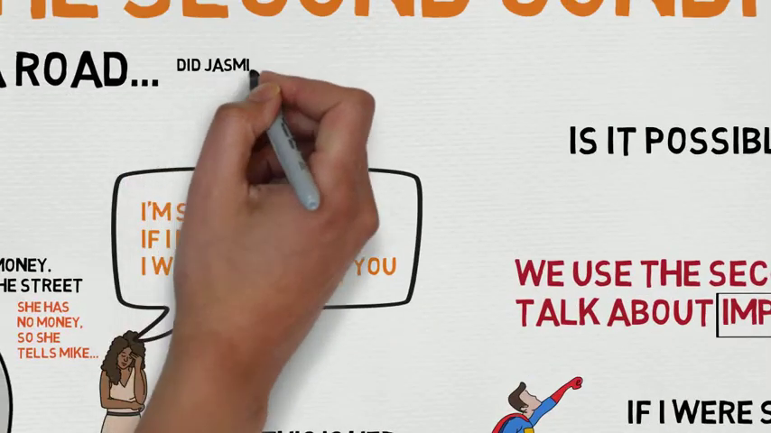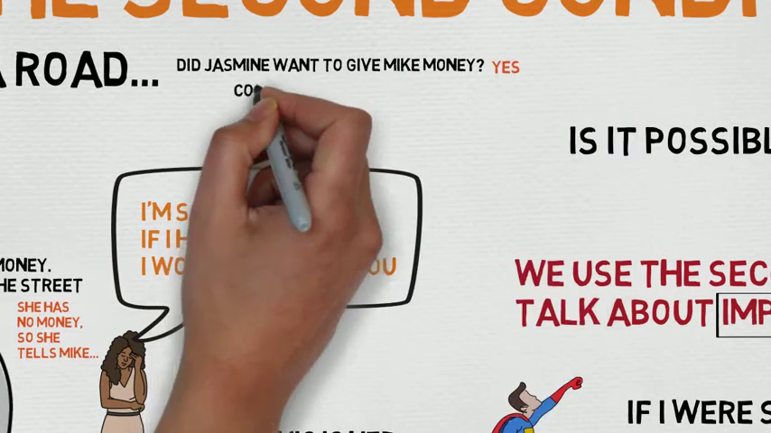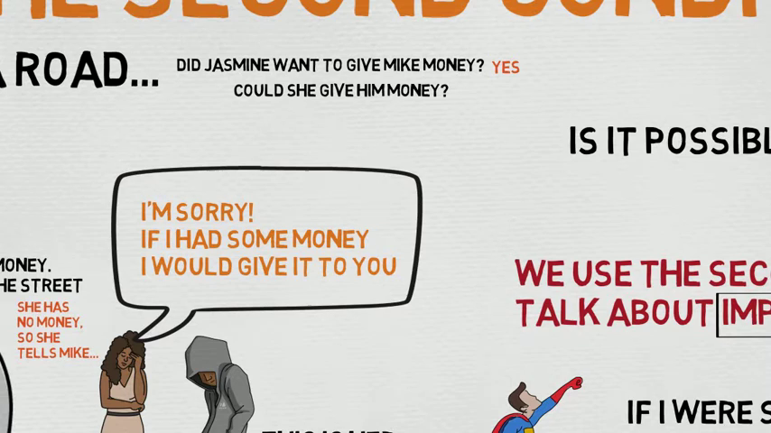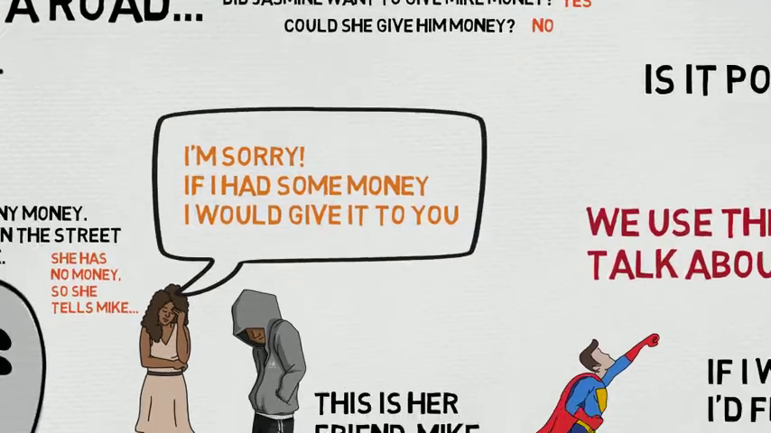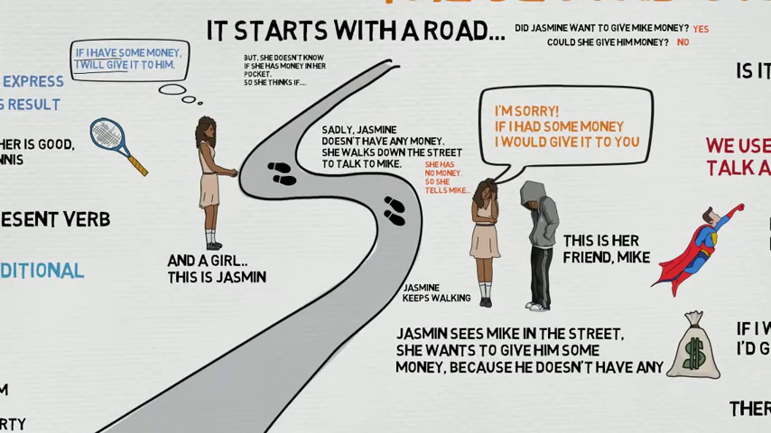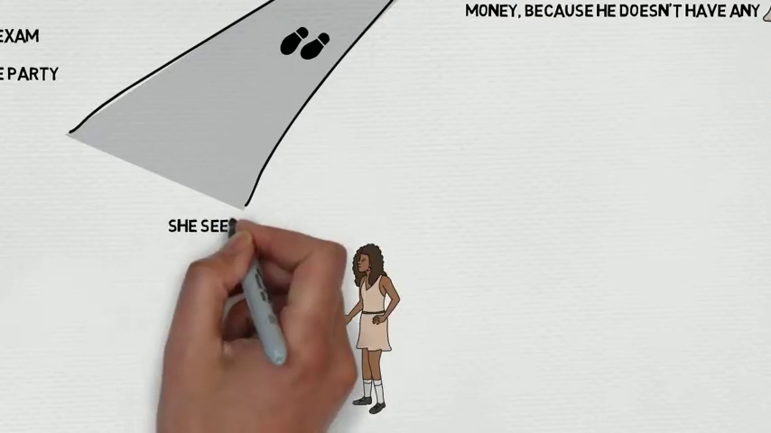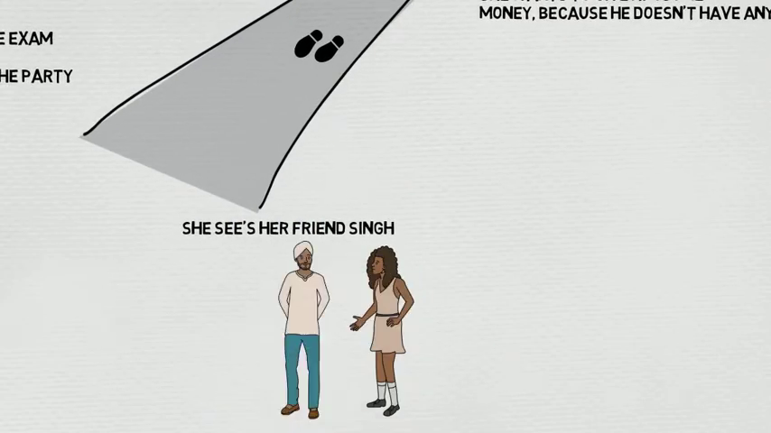Let's go back to Jasmine. So, did Jasmine want to give Mike money? Yes, she did. Could she give him money? No, she couldn't. So it's an impossible situation. So, Jasmine keeps walking down the street. Bye, Mike. Walk, walk, walk, walk. And she sees her good friend Sing.